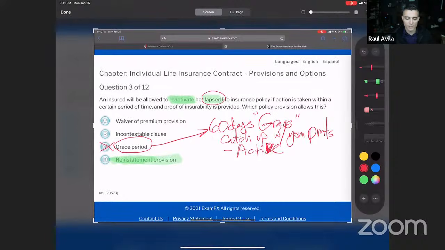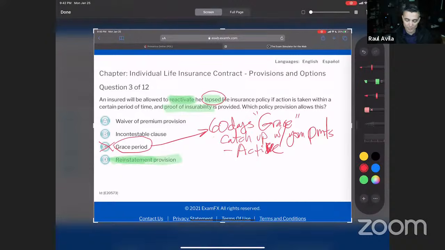Life insurance policy, if action is taken within a certain period of time and proof of insurability, check it out. Here's another hint. You need proof of insurability. So it's lapsed and you have to show that you're healthy because it's lapsed, but you could reactivate it. It's called reinstatement.